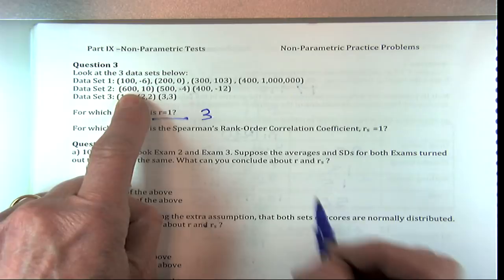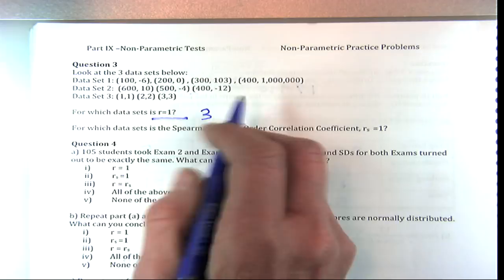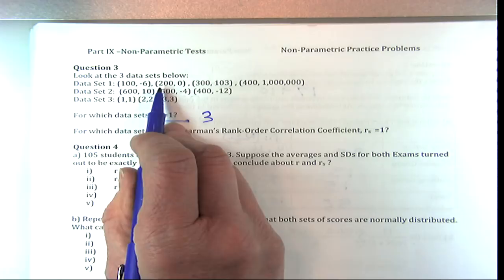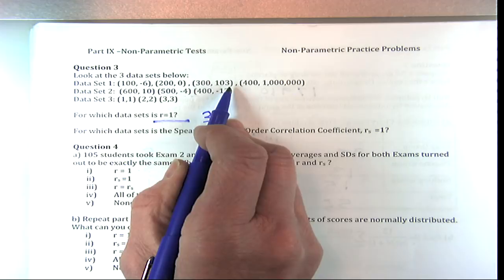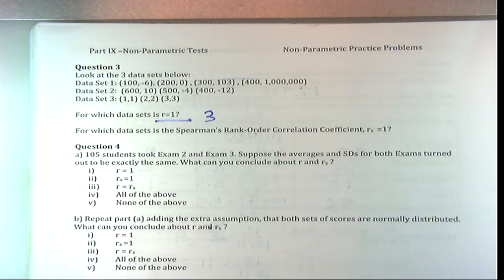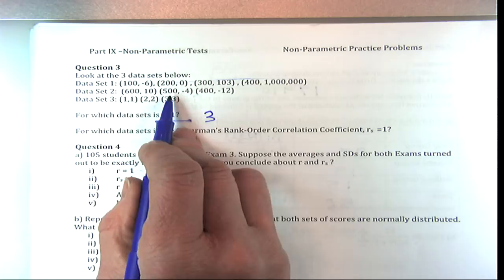Are these even lines? Well, you could check the slope. This one clearly isn't, because if you go up 100, here you go up 6. Now you go up another 100, you don't go up 6, you're going up 103. So this doesn't have the same slope throughout. So this is clearly not a correlation of 1. This one, as you go from 500 to 600, up 100, well, we can do this.